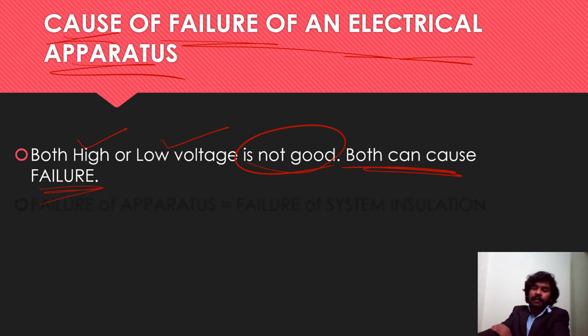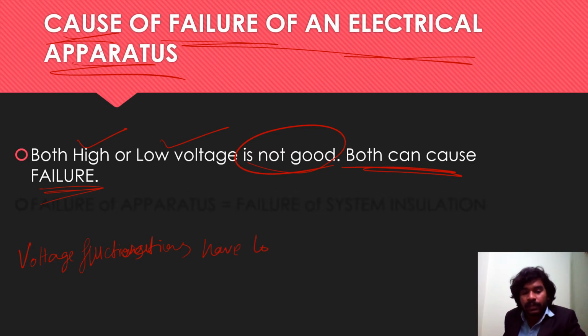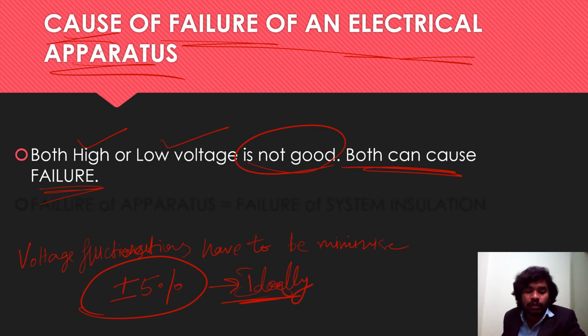So that is the reason why the voltage has to be kept in check. Voltage fluctuations are not good, and they have to be minimized. Under ideal conditions, the voltage should not vary by more than plus or minus 5%. Ideally, the voltage at the terminals of any apparatus should not vary plus or minus 5%.